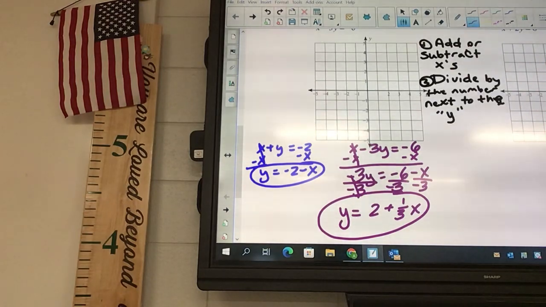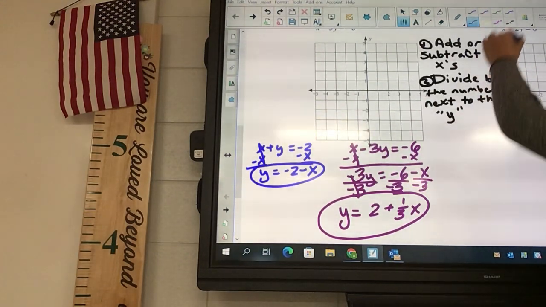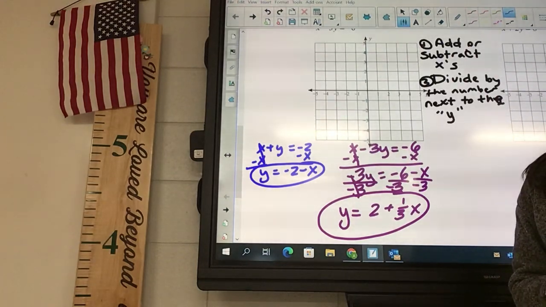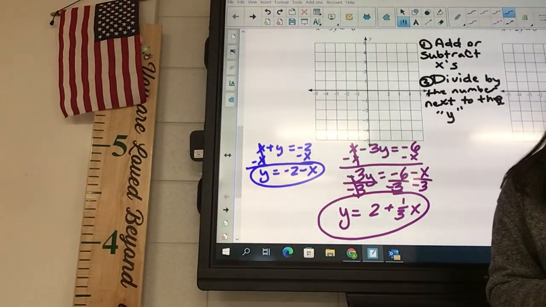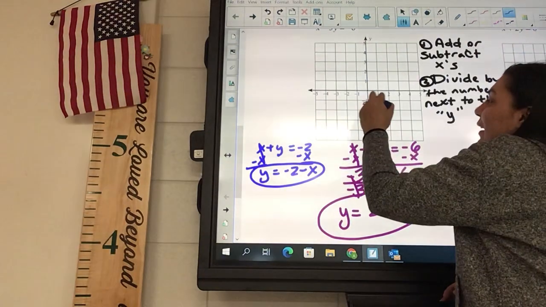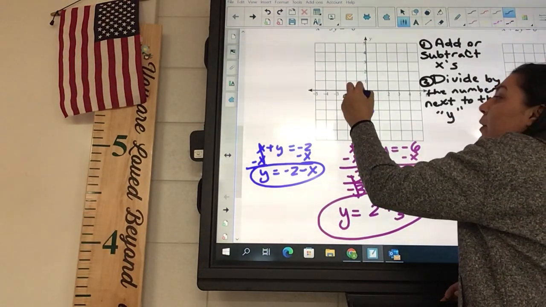Okay, blue line. Where does the blue line start? Where does the blue one start out? Negative 2. Negative 2, yeah. Okay, it starts out at negative 2. We're going to go up 1 over 1.